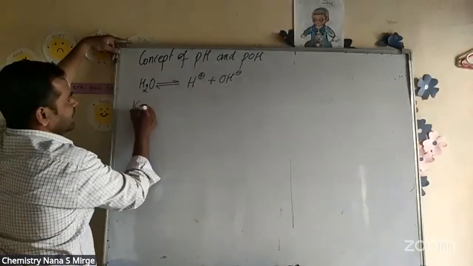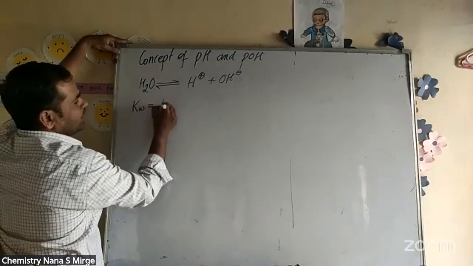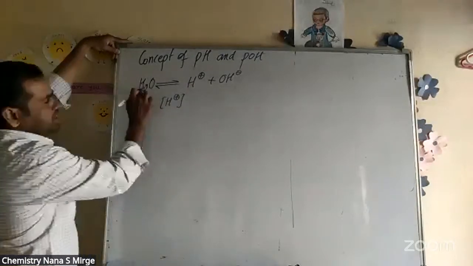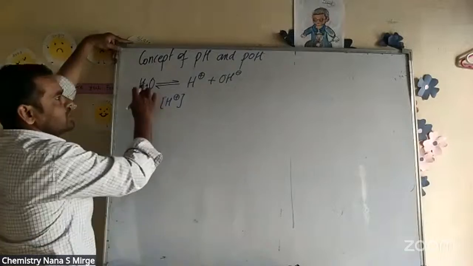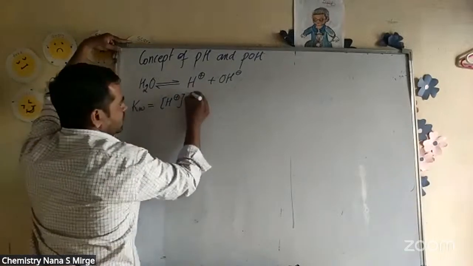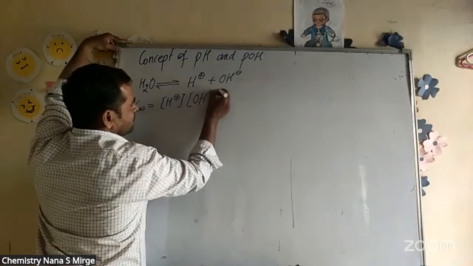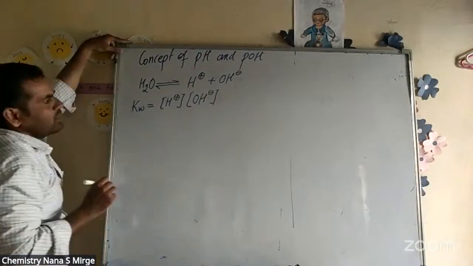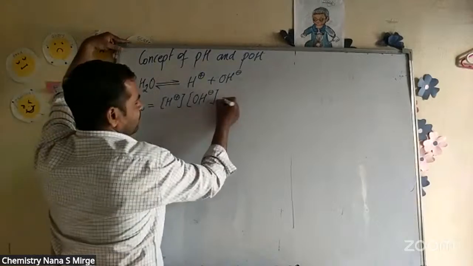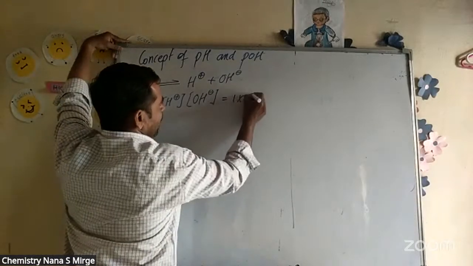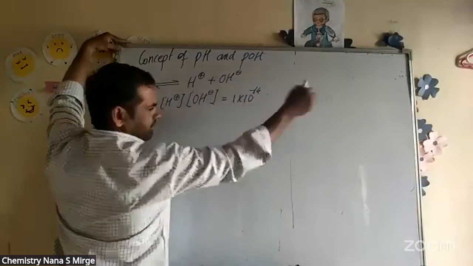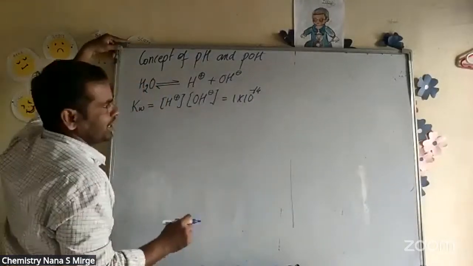So Kw, what do we write for the Kw? The concentration of H plus ion, concentration of H2O we cannot consider because H2O is the solvent, and the concentration of OH negative ion. Okay. So what is the value of this? This is 1 into 10 raised to power minus 14 mole per liter. Unit को रहने दो, बाद में लिखेंगे unit को.